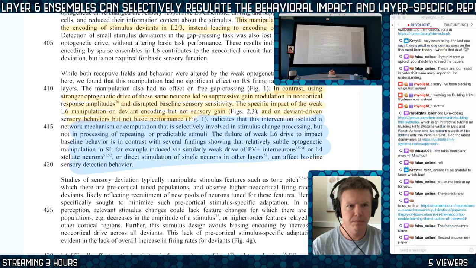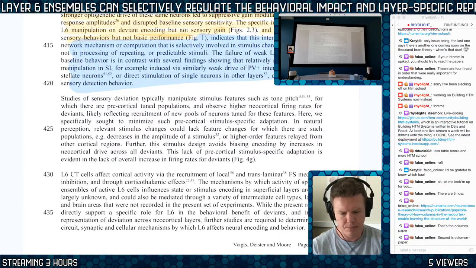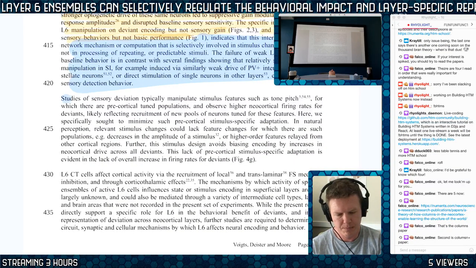And then here's the one. The studies essentially deviation typically manipulated features such as tone pitch, which are pre-portable tuning neurons. I already talked about that. One of their goals is specifically to not do that, to isolate this.